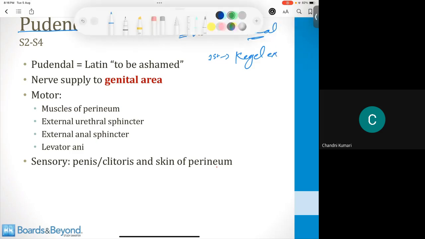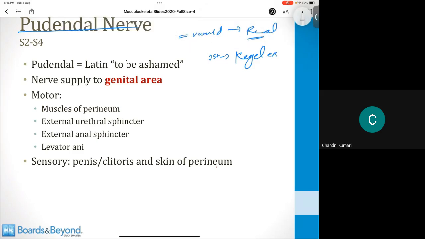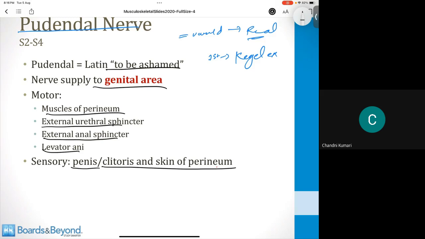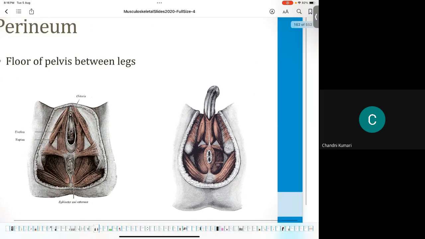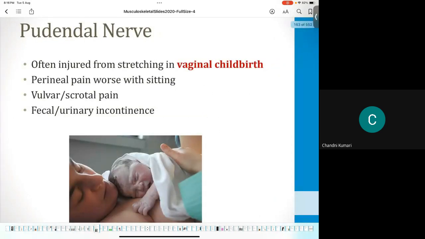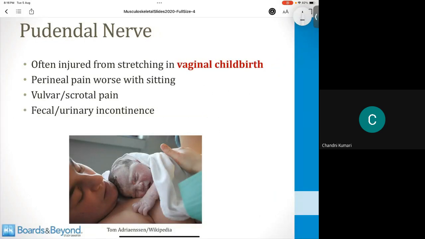So you are already aware of this pudendal nerve, right? The word pudendal means it's going to supply the genital area. So muscles of the perineum, external urethral sphincter, external anal sphincter, and levator ani. And essentially, it's going to be the penis, clitoris, and skin of the perineum, right? So you can see these are the muscles it is going to supply, the levator ani muscles along with that. Okay, so you can just see the picture.